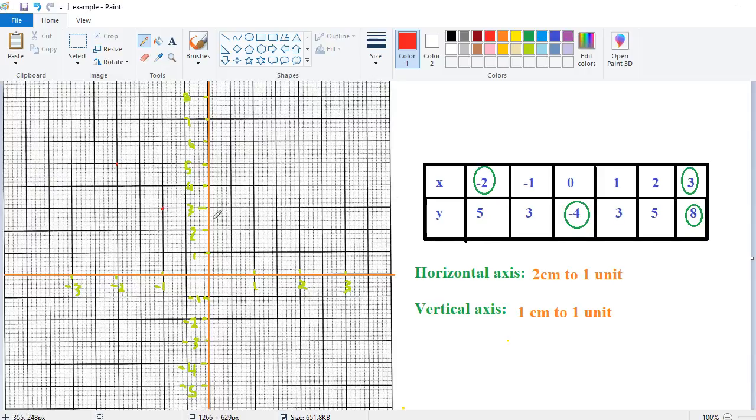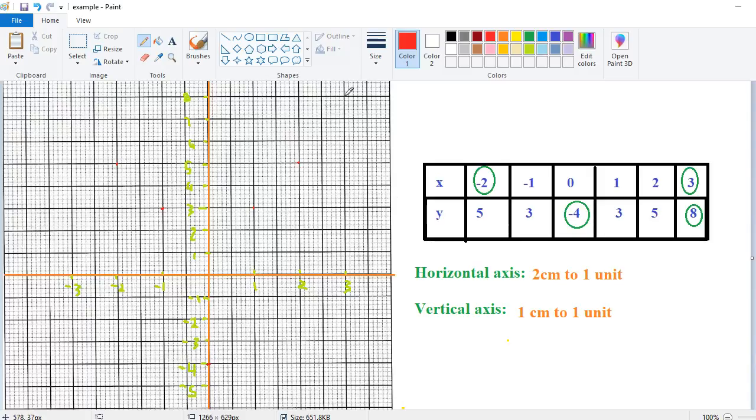Okay. Now we have 0 and negative 4, so 0 is here for our x, and negative 4 is down here. Then, 1 and 3, so here's 1, and we're going 3 on our y, that brings us right here. Then we have 2, 5, so we get 2, and we go up to 5, that's right here. And we have 3, 8. So 3, and we go all the way up to 8. That's right here, and that's it.